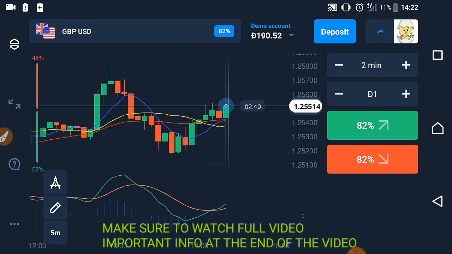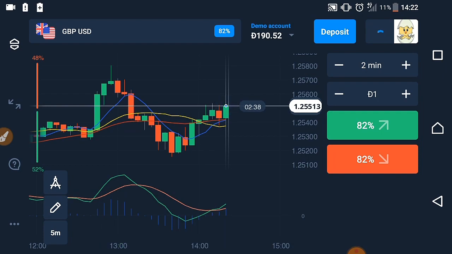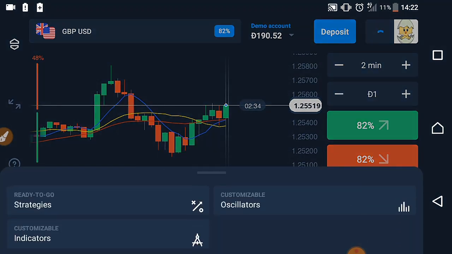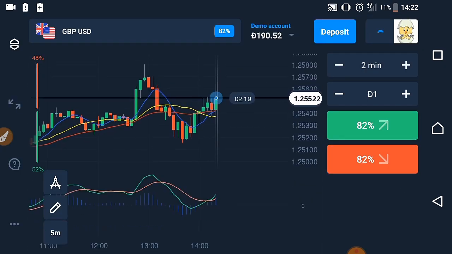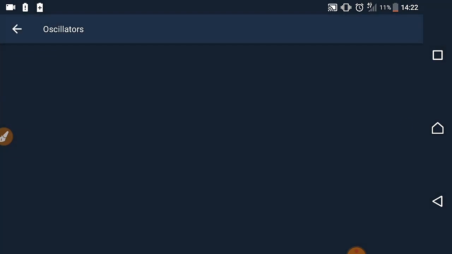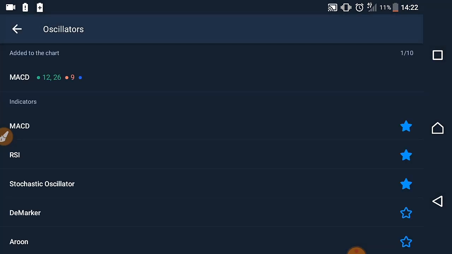So the first thing you want to do for this strategy is add your indicators and your oscillators. The indicator we're going to be using today is called the SMA. You can see we have an SMA of 6 with the blue line, SMA of 14 with the yellow line, and SMA of 26 with the red line. Also we have the MACD with standard settings: 12, 26, and 9.